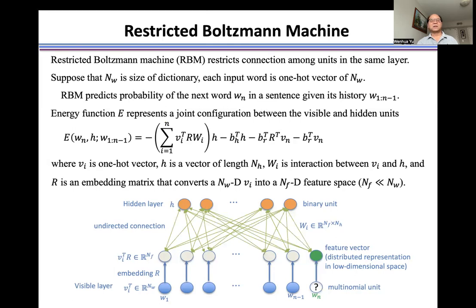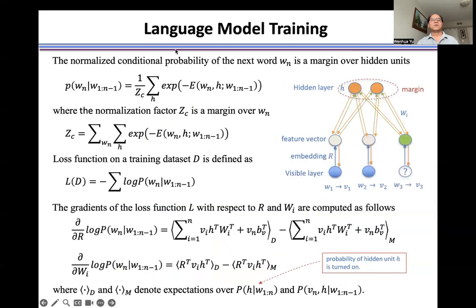The goal of a restricted Boltzmann machine language model is to predict the next word Wn from its history, W1 to Wn-1. To this end, we define an energy function E for the joint configuration between the visible and hidden units. The conditional probability of the next word Wn is a marginal over the hidden state. This is the language model we are looking for, where the normalization factor Zc is a marginal over Wn.